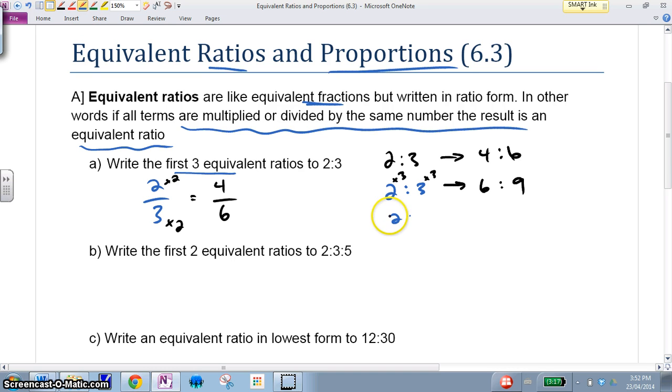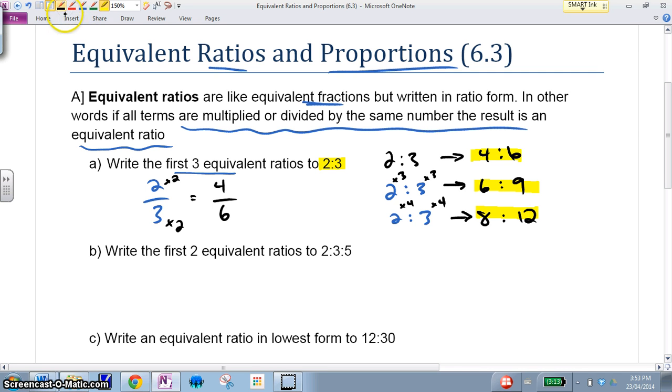To find the third equivalent ratio, what do you think we're going to do? That's right, we're going to multiply by 4 for the first and the second number. So 2 times 4 is 8, 3 times 4 is 12, 8/12 is an equivalent ratio. So all of these guys are equivalent.